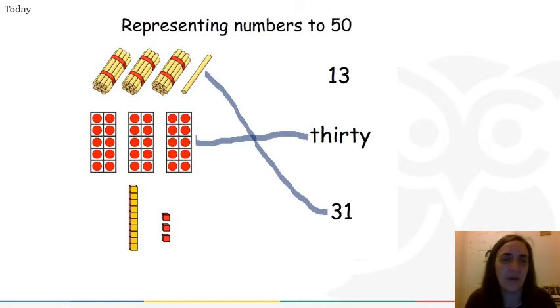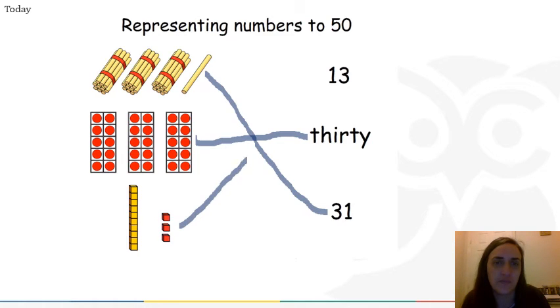And our last number with the Dienes blocks, the base 10. We've got 1 10. How many ones? 3 ones. We've got 10, 11, 12, 13. Point to 13 on the screen. Help me draw a line with your magic pencil. Did you get it?